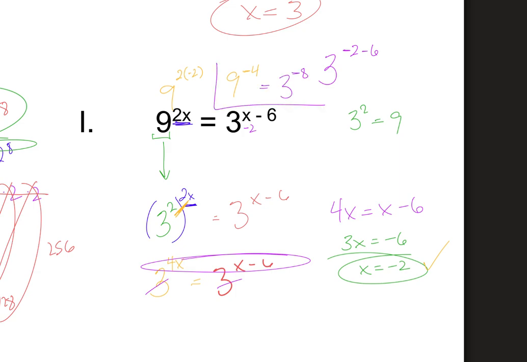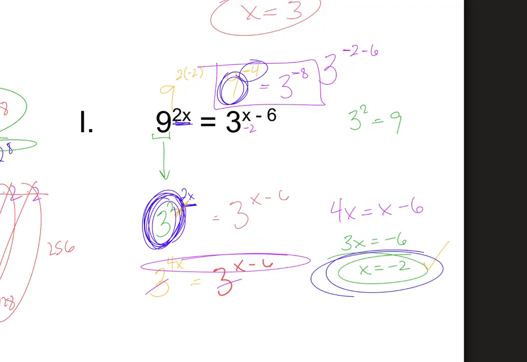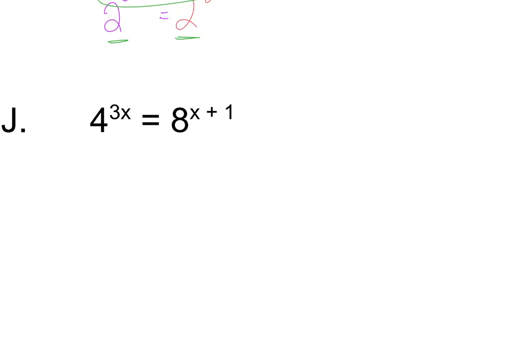And if you're like, see, they're not the same. But wait, remember, 3 squared is 9, and 2 times 4 would be negative 8. So, boom, we got it. It's negative 2. Okay. Interesting.